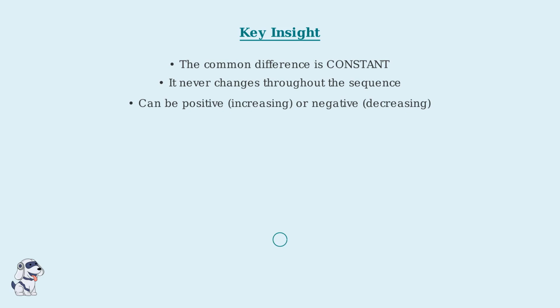The key insight is that the common difference remains constant throughout the entire arithmetic sequence. Whether positive or negative, this value never changes, which is what makes the sequence arithmetic. You can calculate it using any two consecutive terms and get the same result.